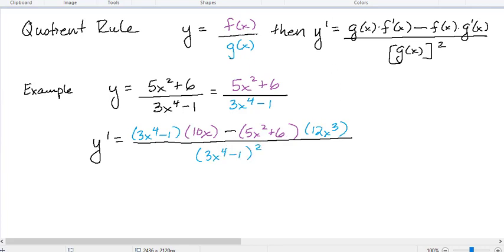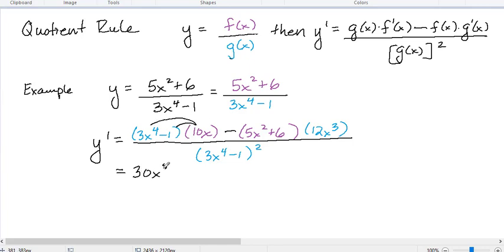Okay, so far so good, but now we need to simplify, and I want to warn you, see this 3x to the fourth minus 1 and this 3x to the fourth minus 1 that are both in parentheses, and they're both blue, and they look like they should be able to cancel. They cannot cancel because this 3x to the fourth minus 1 is not a factor in the numerator. It's connected with subtraction to this whole other term. You cannot cancel one of those. Instead, you need to distribute.